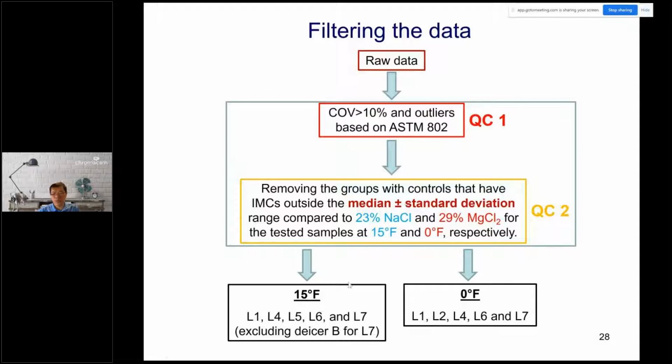In doing that, we end up with less data. For instance, you can see for the sodium chloride based liquid deicers, we tested all of them at 15 degrees Fahrenheit. For the magnesium and calcium chloride based deicers, we tested them at 0 degrees Fahrenheit. So for each group, we end up having 5 sets of data instead of all 8 sets of data, because some of the data points, well, basically they failed to pass the quality control procedure.